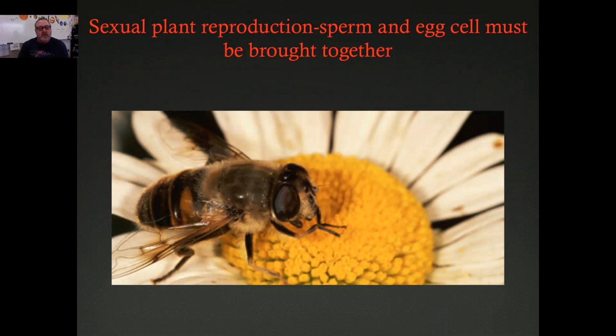Sexual plant reproduction requires sperm and an egg. Remember, those are called gametes, and there's a male and a female: the egg for the female, sperm for the male. Those two need to be brought together, and then through the process of fertilization, a new organism or a new plant can grow from that.